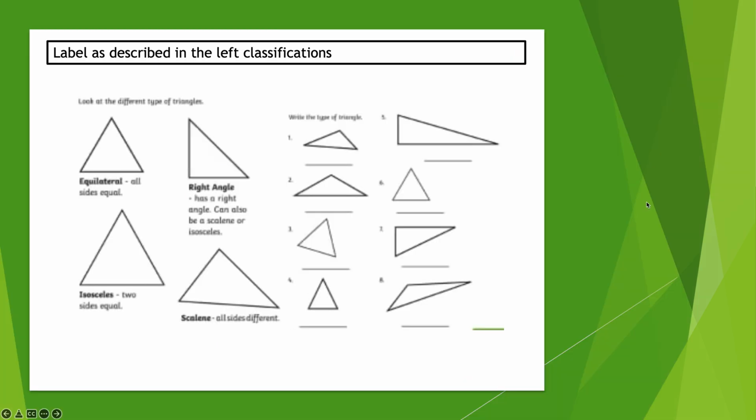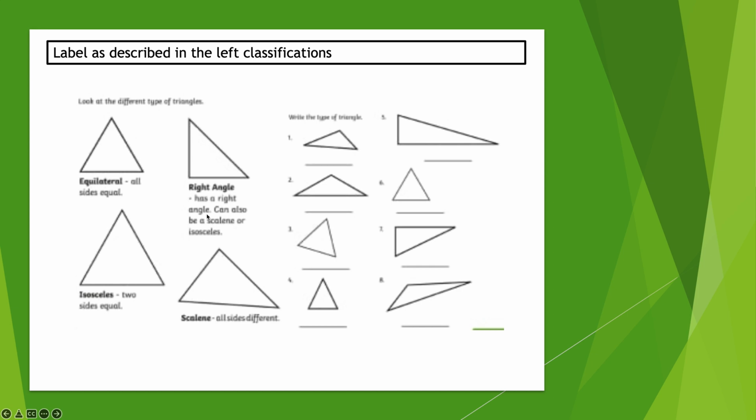Okay. So here's your examples again. If we look at classifying it by angles or sides, if we do by sides, I have equilateral, all are the same. A right triangle has a right angle in it. That's based on an angle. Isosceles has two equal sides. Scalene has all different sides.